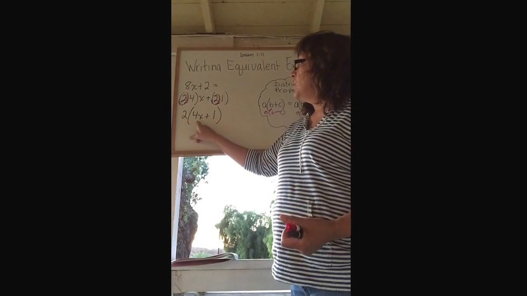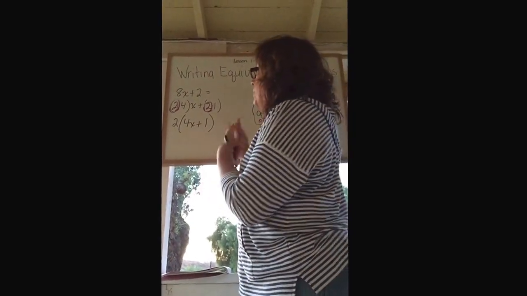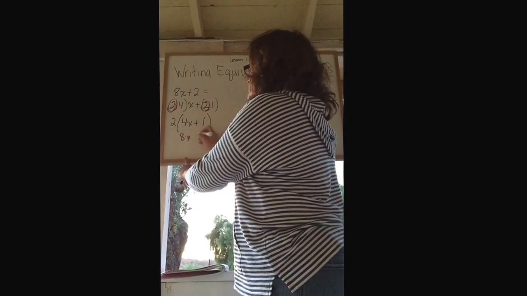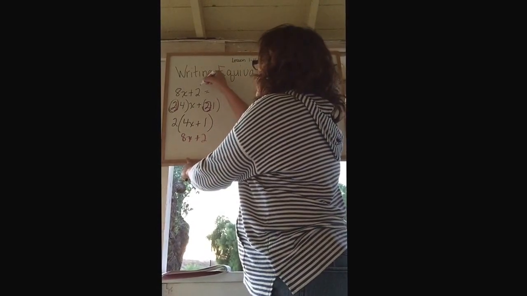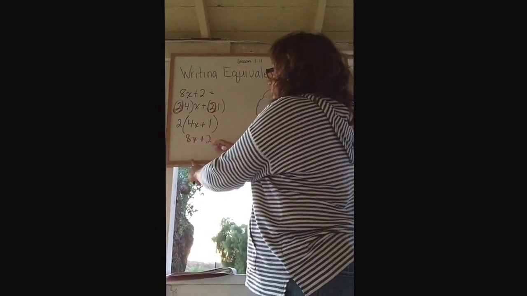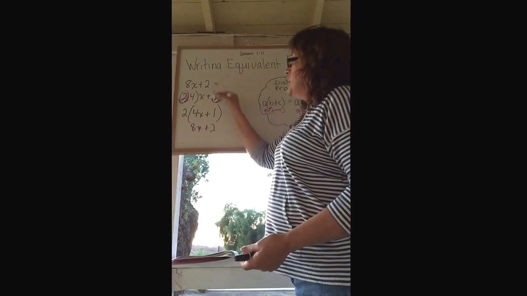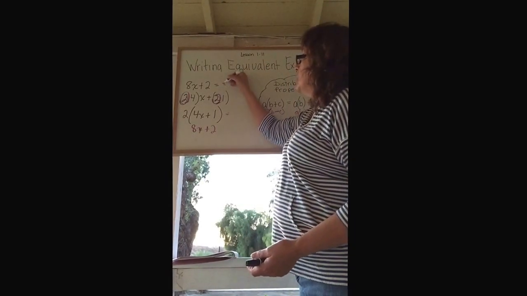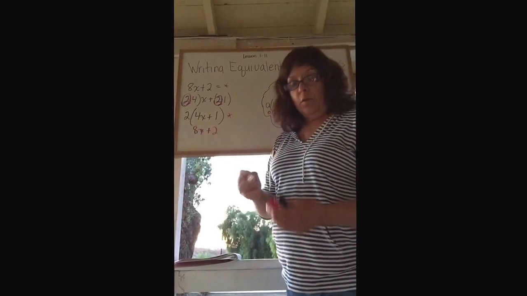So 2 times 4x is going to give you 8x, and 2 times 1 is going to give you 2. Do they have the same terms? Yes, 8x plus 2, 8x plus 2. So these are equivalent expressions. That's supposed to be a little star to let you know they're equivalent.